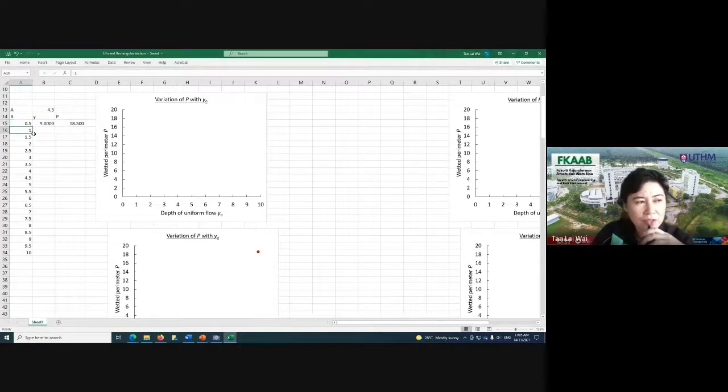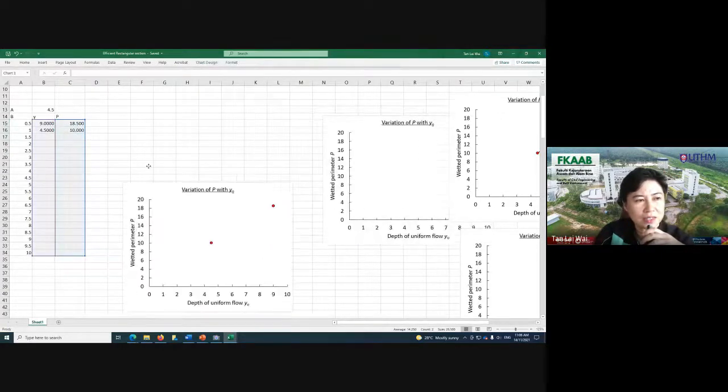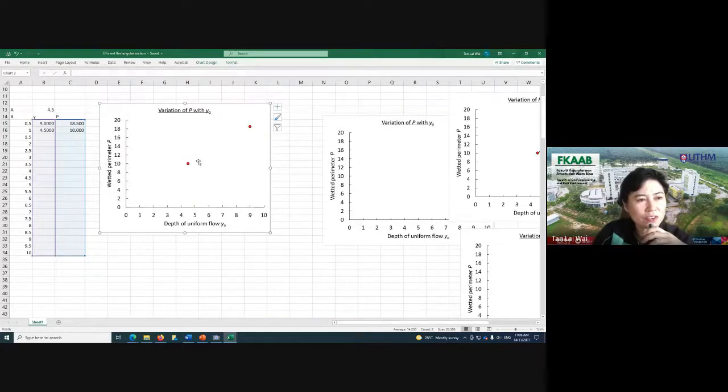Now, what if I want a different configuration of my channel dimensions, but maintaining the same flow area? If I use a channel width of 1 meter, of course my depth would be 4.5. That will give me the same flow area, which is 4.5. And my wetted perimeter would be B plus 2y. That means it's 9 plus 1, so I have 10 meter here. This would be my variation of P.